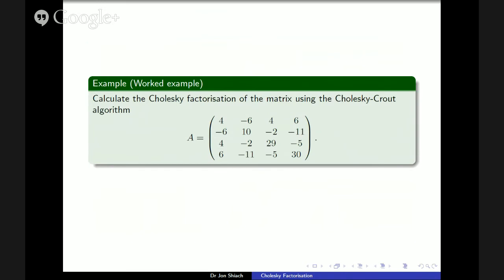So again, more work for you to do, I'm afraid, and more writing down. This is a 4 by 4, so I wouldn't attempt this using the algebraic method, which we looked at before. It's too much work. So in this one, we're going to use the Cholesky Crout algorithm.